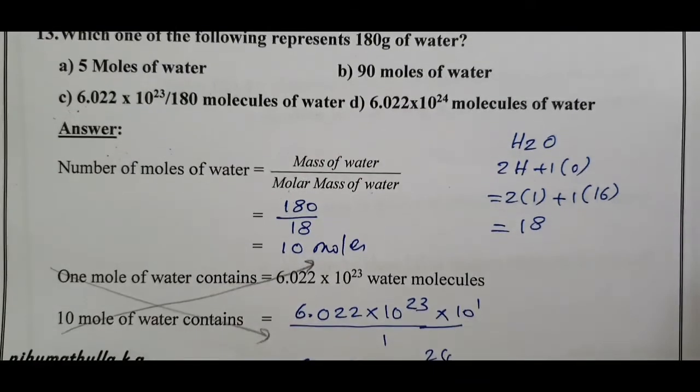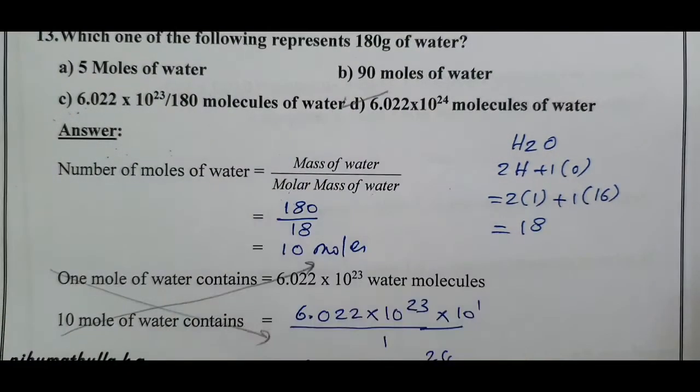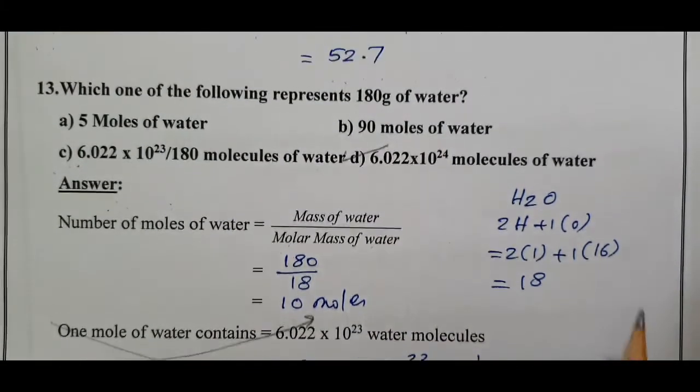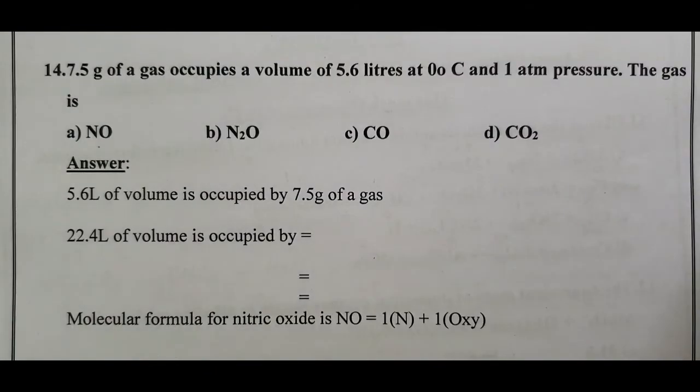So, what is the answer? D is the answer. 6.022 into 10 power 24. 180 gram of water means 6.022 into 10 power 24 water molecules. Question number 14.